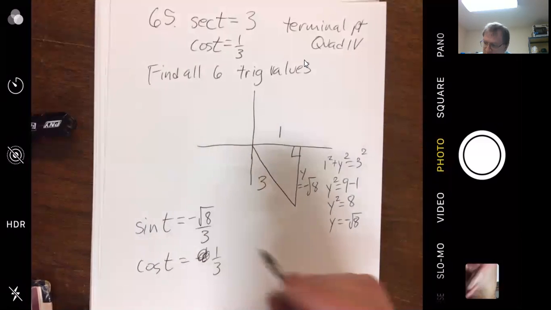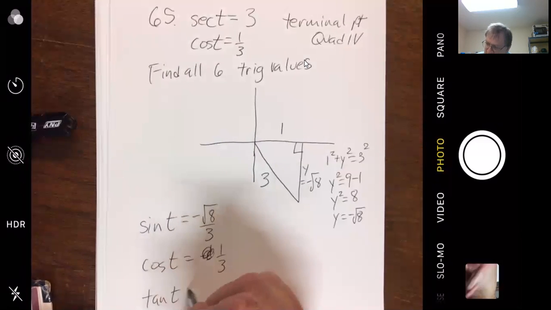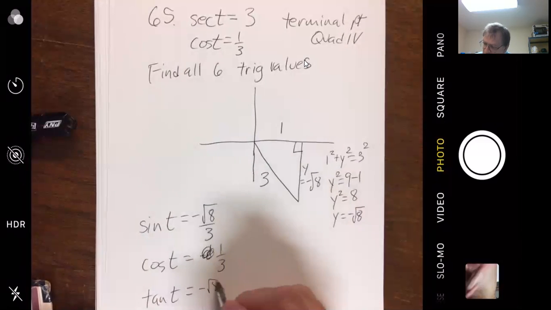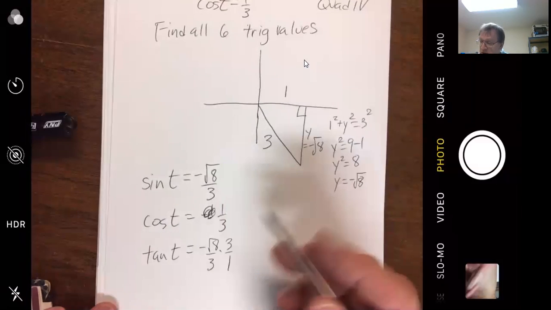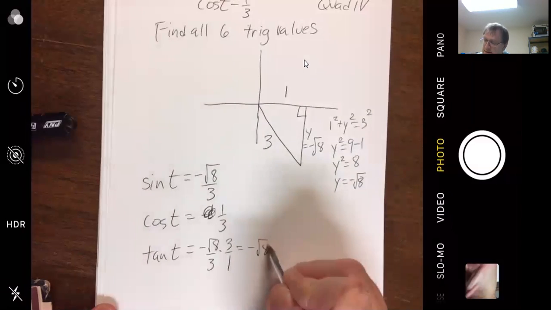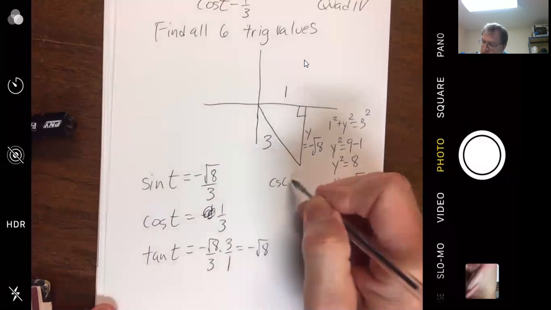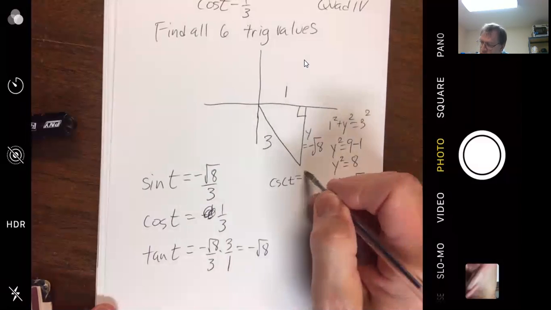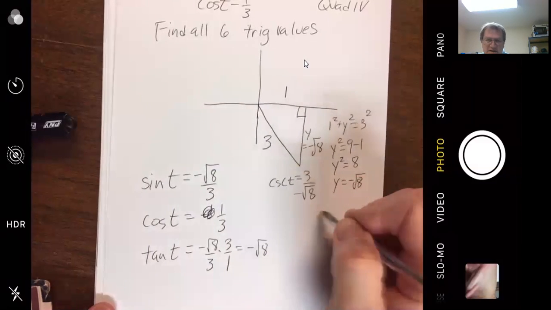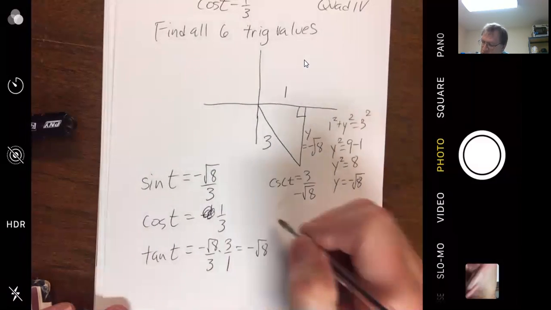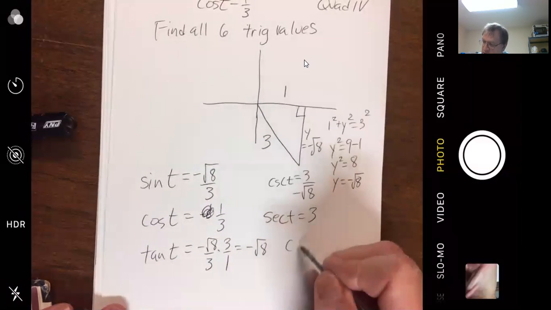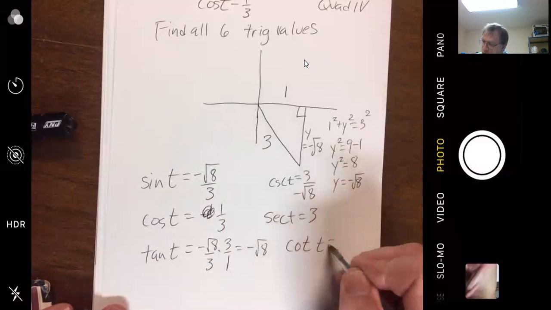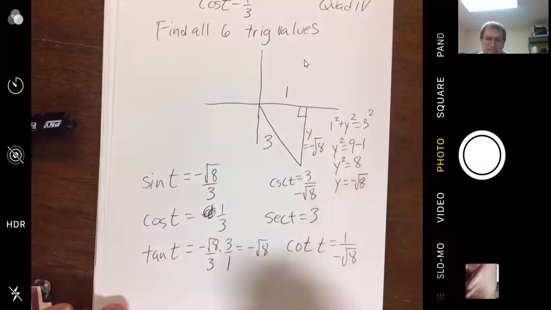Cosine t is -1/3. Tangent t is -√8 over 3 times 3 over 1. Instead of dividing by 1/3, you're multiplying by that flip. It's -√8. Secant t is 3 over -√8. I'm not going to rationalize it. Your secant t is 3. That was given.